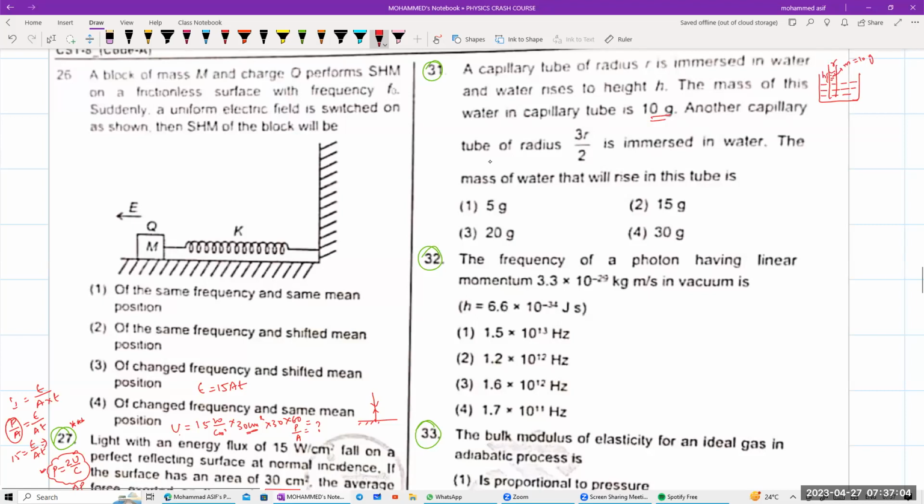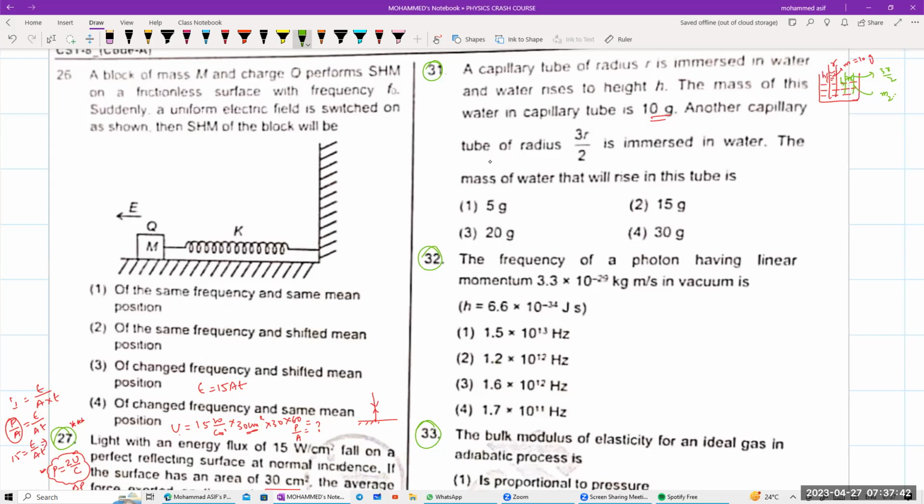Another capillary tube of radius 3r/2 is immersed in the water. Water will rise in this one also. So a capillary tube of radius r is immersed in water and water rises to height h, and in another capillary tube of radius 3r/2, we also have to find the mass of the water, m2.